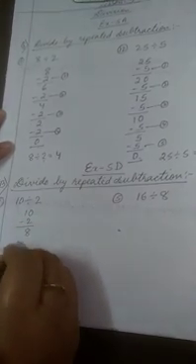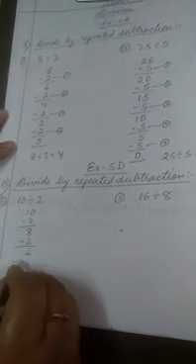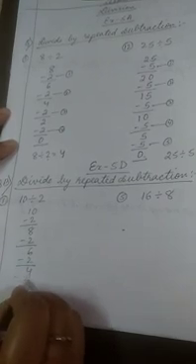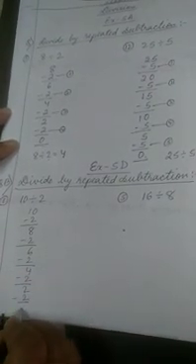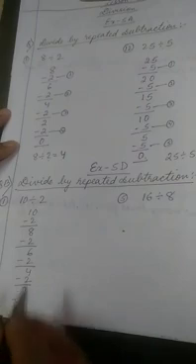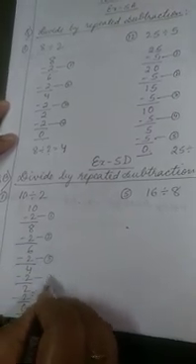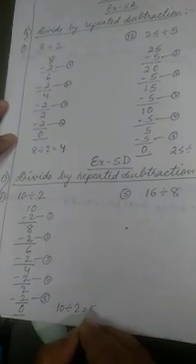So see, divide by repeated subtraction. We will do the first one. 10 divided by 2. So you have to subtract 2 from 10. So 10 minus 2 will come as 8. 8 minus 2, it will be 6. 6 minus 2, 4. 4 minus 2, 2. 2 minus 2, 0. So till you get 0, you have to subtract 2 from the number. So it is the first time, second time, third time, fourth time and fifth time. That means 10 divided by 2 is equal to 5.